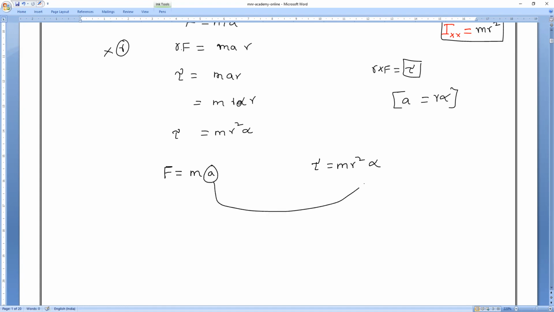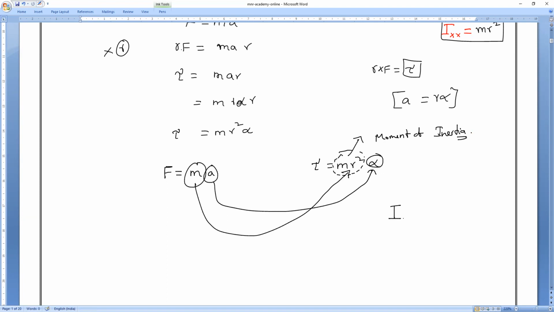Here acceleration is angular acceleration, then the mass term becomes m R square. This m R square is what we call, everybody, moment of inertia. That is the formula. All of you remember, this is the formula for moment of inertia: I along the axis of rotation is equal to m R square.